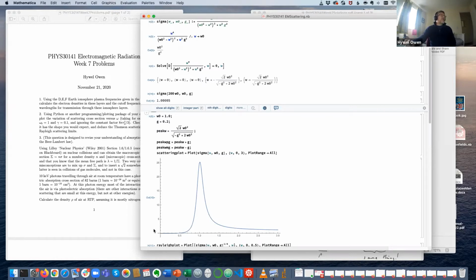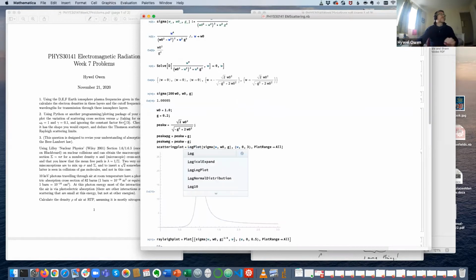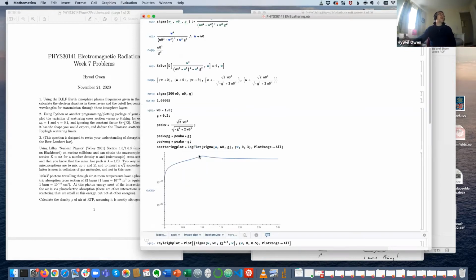And we should probably look at the low frequency end. Well, the first thing to do is let's change that to a log plot. So we're now plotting this on a log axis, and again, you can see that there is a peak, and the cross-section asymptotes to a value of 1. And as you can see here, the cross-section falls to a very small value at very low frequencies. So there's very little scattering at low frequencies or at long wavelengths.